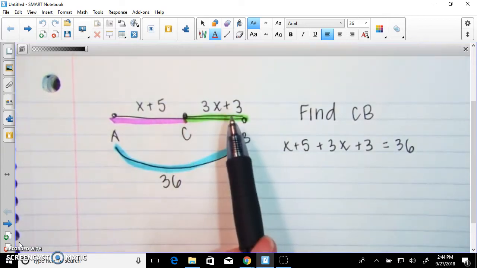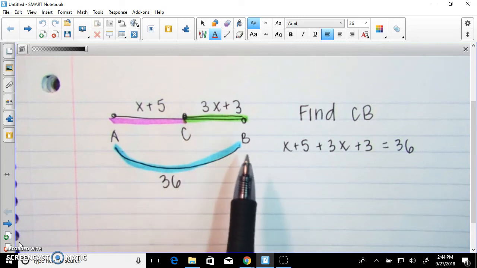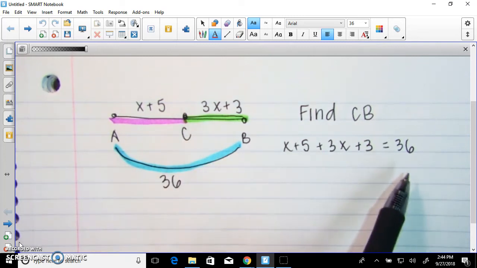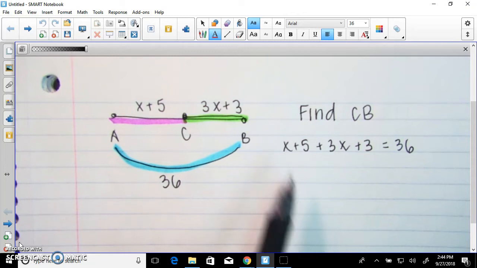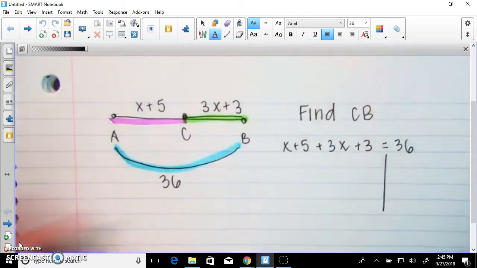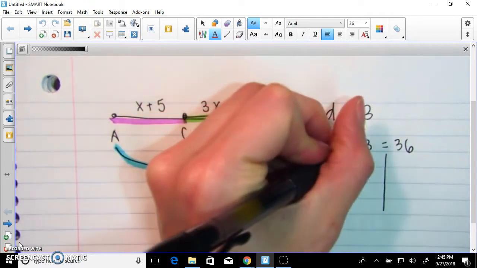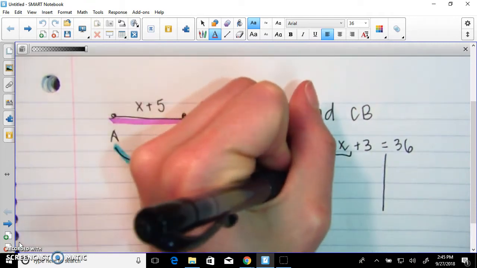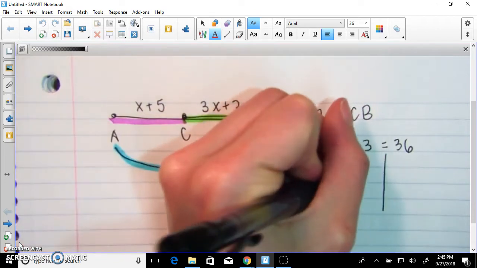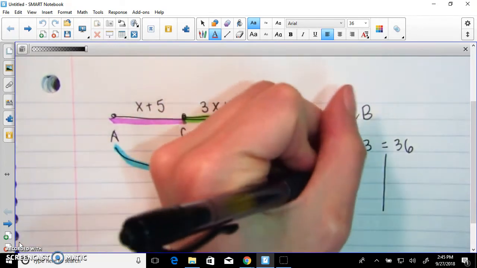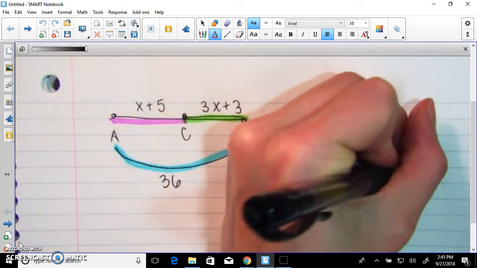So in order to find CB, we're going to use the segment addition postulate to set up an equation like we did. We're going to find x, and then we'll be able to plug x in to find the length of CB. So we have to do a little bit of algebra. I have x plus 3x gives us 4x plus 5 plus 3, which is 8, equals 36.